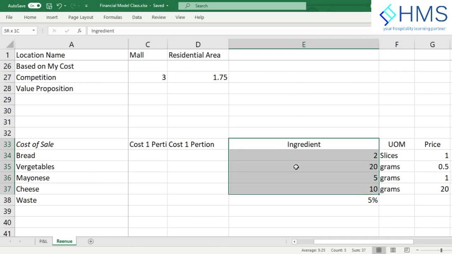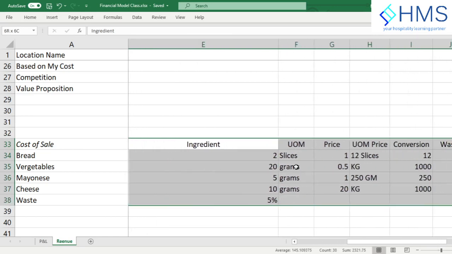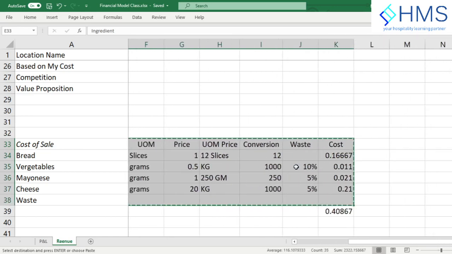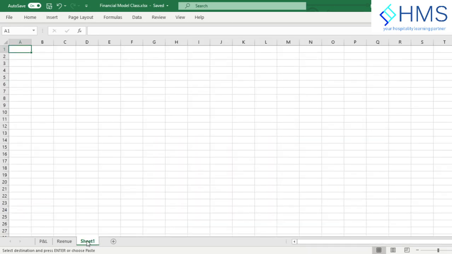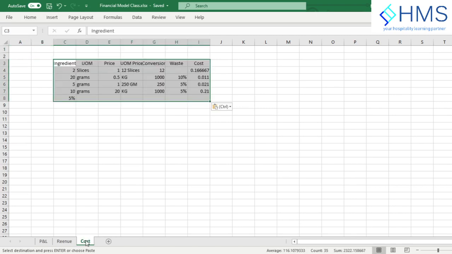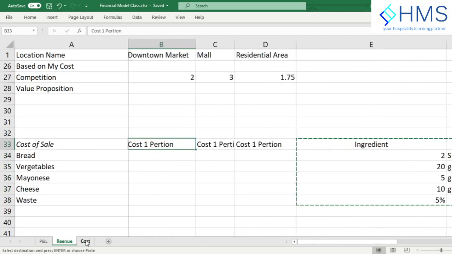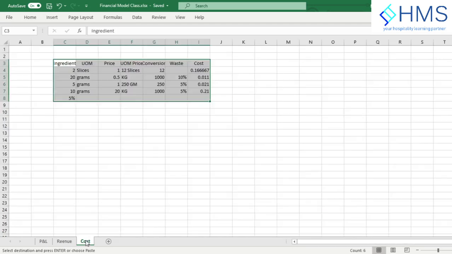So if we want to do that, we can copy this portion, create another sheet, take the cost, and we can try this out. We can do the cost of sale.